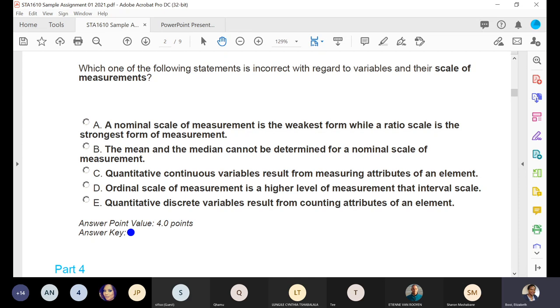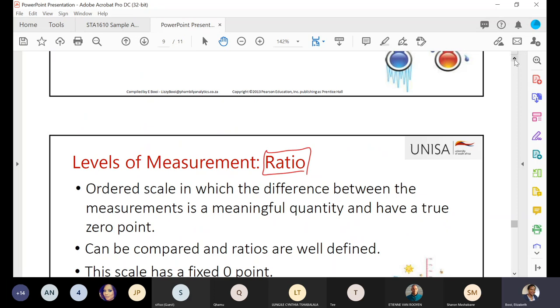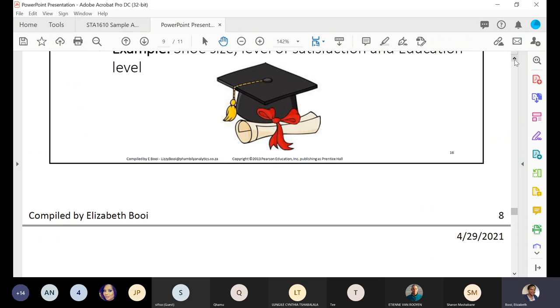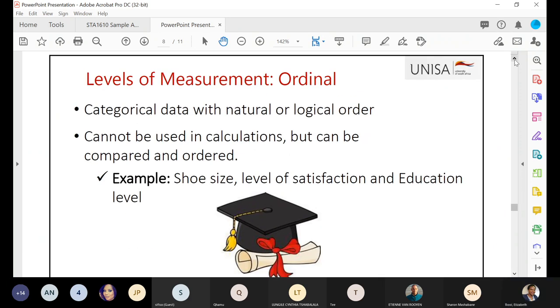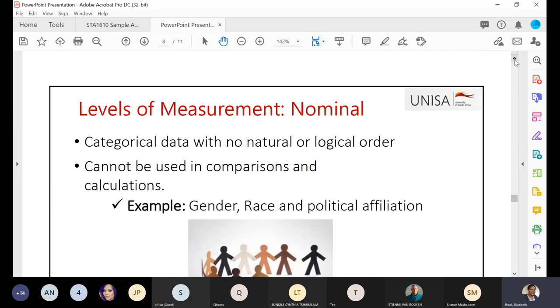Which one of the following statements is incorrect with regards to variables? Now we're talking about scales of measurement. We can use the presentation here. Remember that the ratio has a true value of zero, and it's for numerical or quantitative variables. Interval: there is no true meaning of zero, like temperature. Also a quantitative variable. Ordinal: order in terms of rank, a qualitative or categorical variable. Nominal: no order or rank, a categorical variable. Remember that.